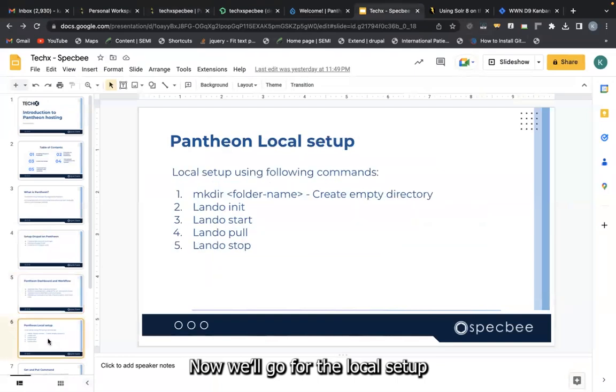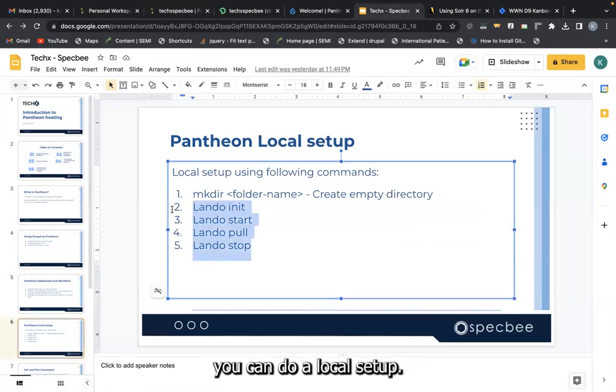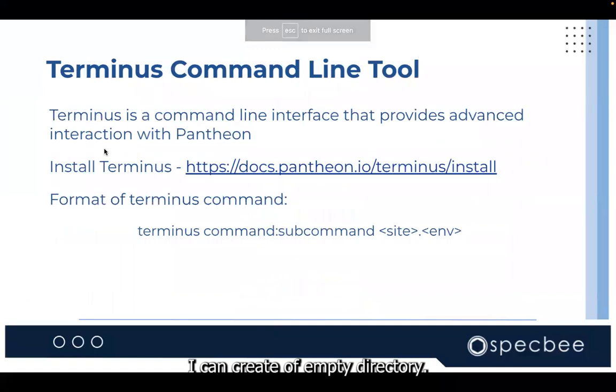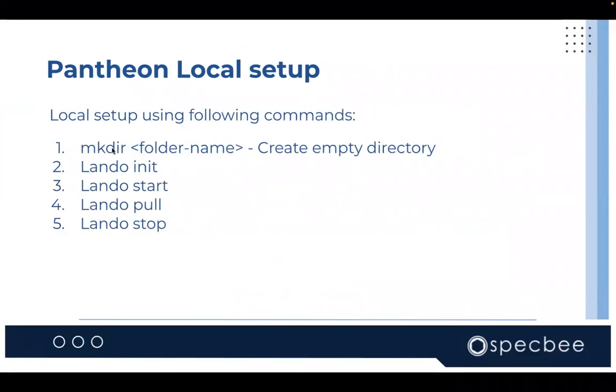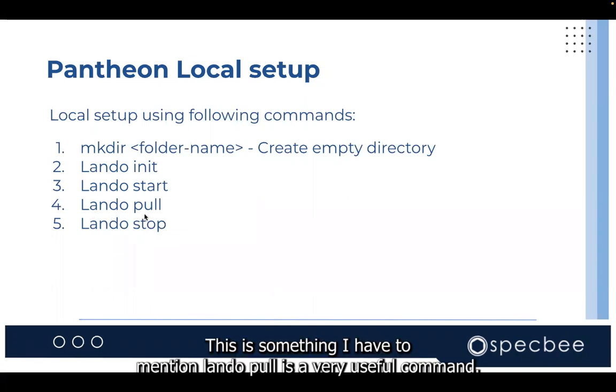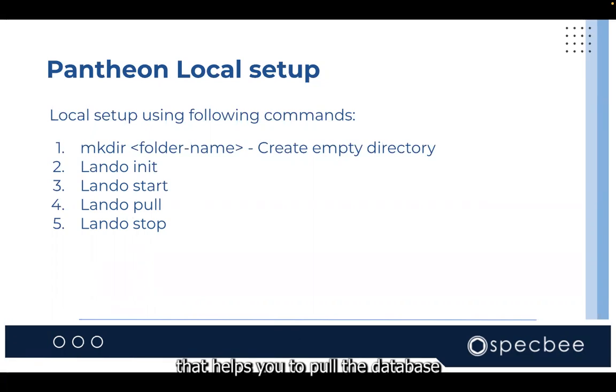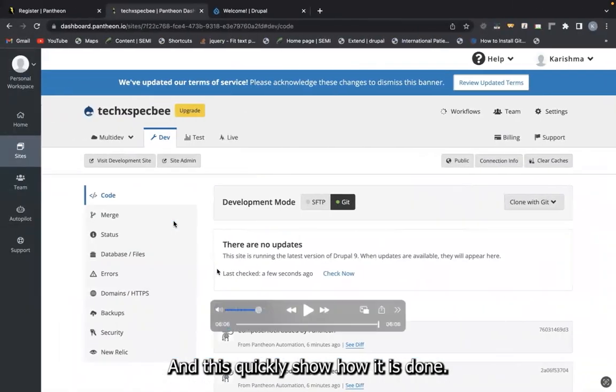We'll go for local setup. With a few Lando commands, you can do a local setup. First I can create an empty directory, and inside that directory I'll run Lando init. This will pull the code base, and after that we'll do a Lando start, and after that we'll do a Lando pull. This is something I have to mention. Lando pull is a very useful command that helps you to pull the database, code base, and the files from your environment. I'll just quickly show how it is done.